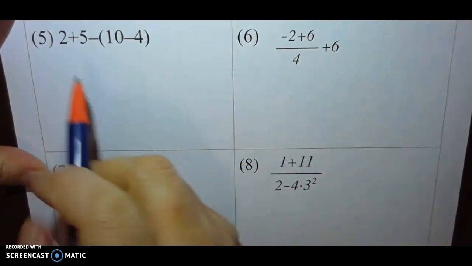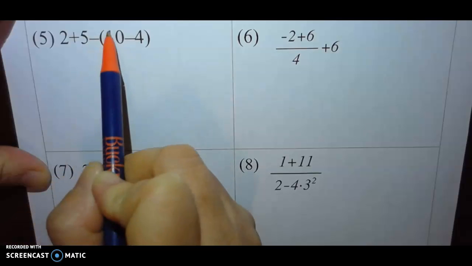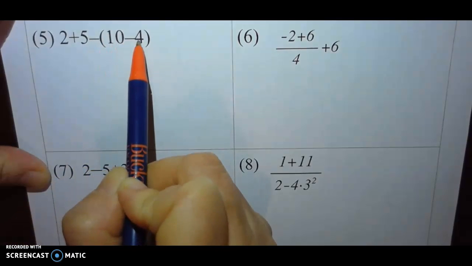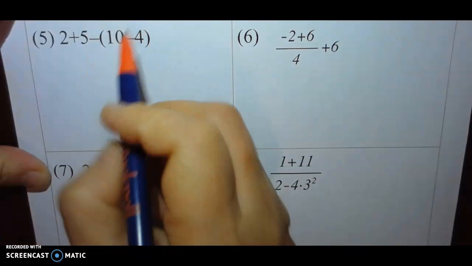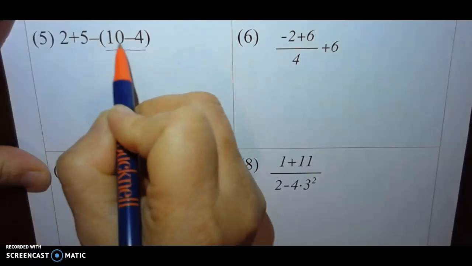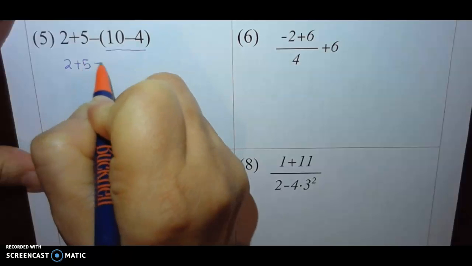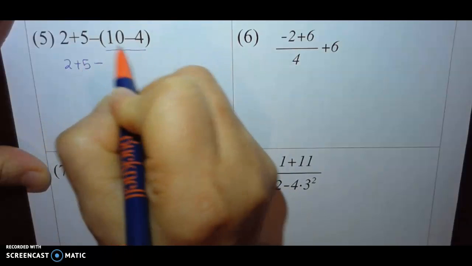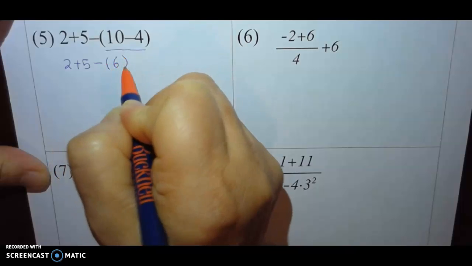Here we go. All right. So we have 2 plus 5 minus parenthesis 10 minus 4, close parenthesis. Okay, what is the highest order? We need to do the parenthesis first. That means evaluate inside. So let's just rewrite everything except what we're evaluating. What's 10 minus 4? That's just going to be 6.